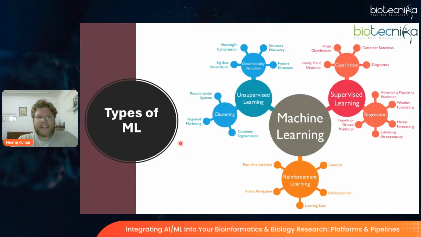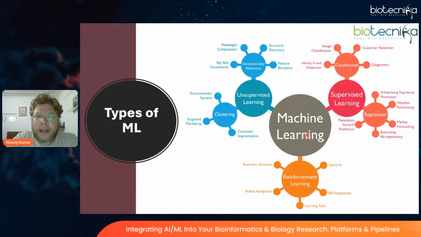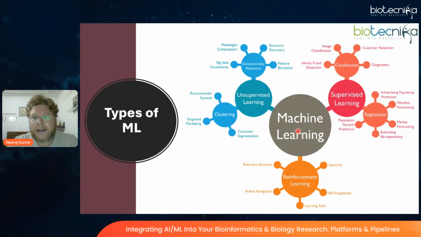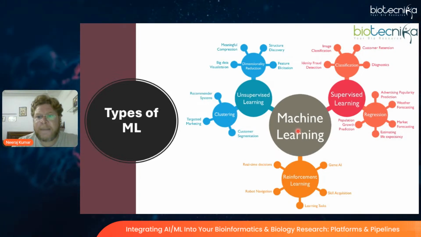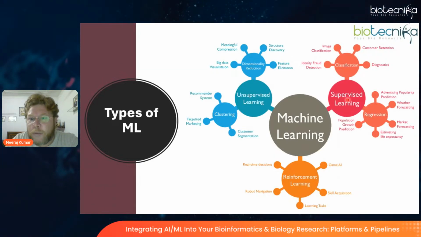So, what are the basic types of machine learning? Machine learning can be divided into various types, but the major types are unsupervised learning, reinforcement learning, and supervised learning.